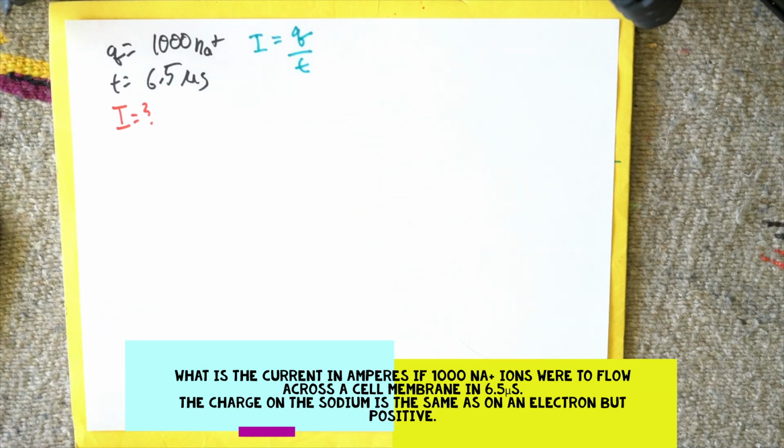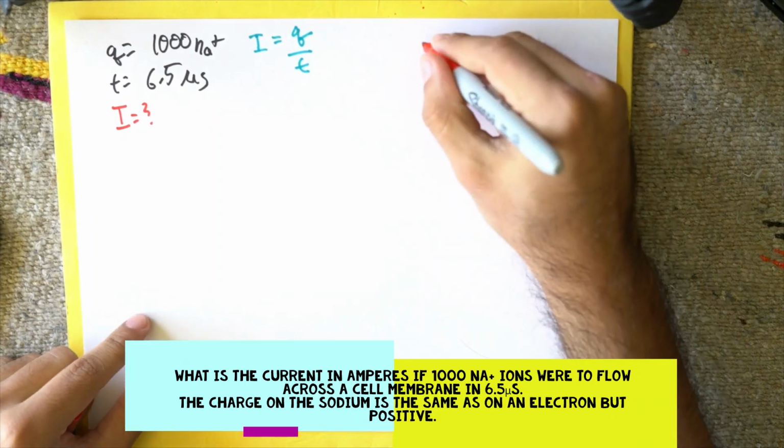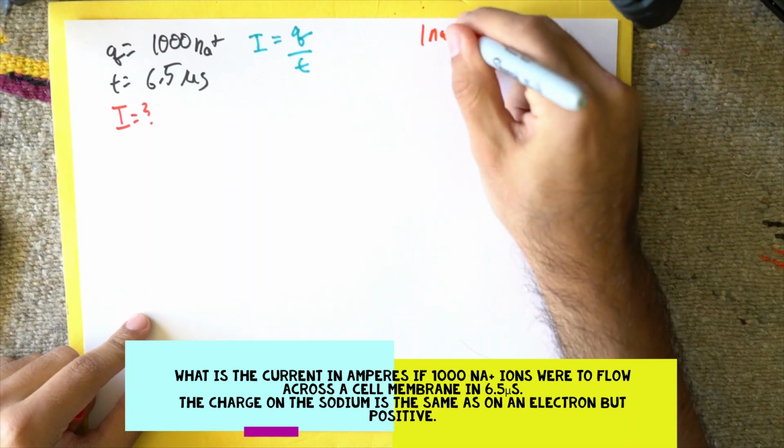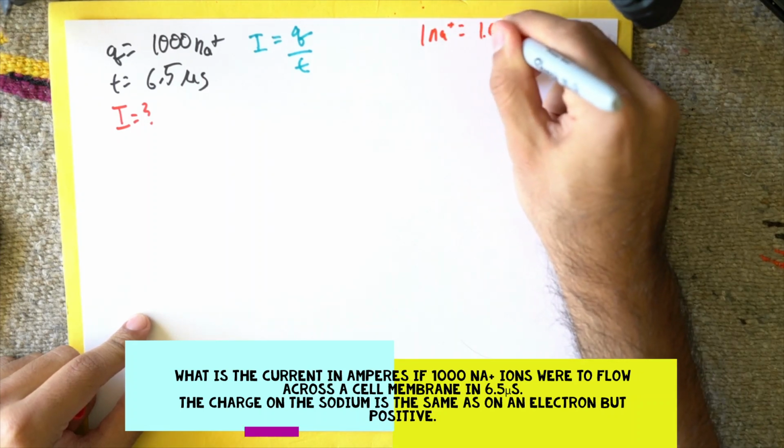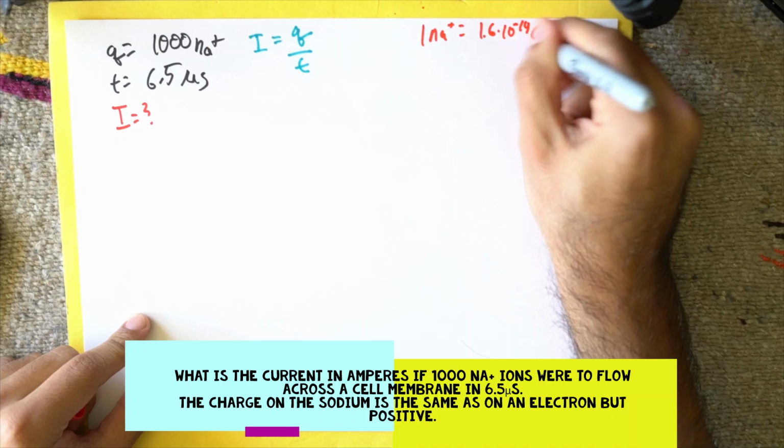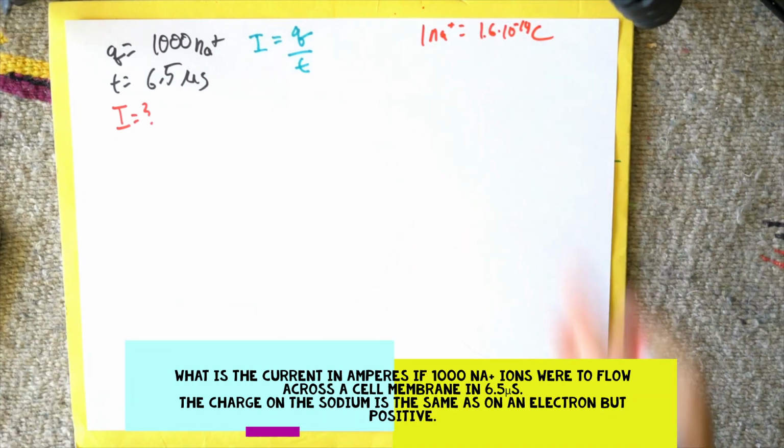So let's remember how much one positive charge or negative charge is related to a coulomb. You remember that one electron is 1.6 times 10 to the negative 19 coulombs. The positive charge is the same, except it's positive. In these instances, we just use the absolute value. So 1 sodium ion equals 1.6 times 10 to the negative 19 coulombs. So this is our ratio, our comparison, to get this in coulombs.